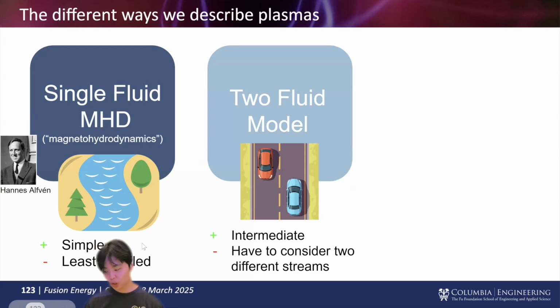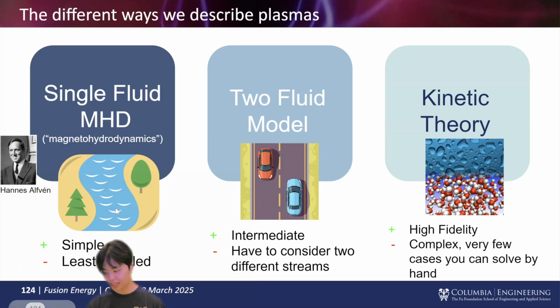So then we also have the two fluid model, which is a little more complicated because instead of using one fluid, just describing the plasma as one fluid, we describe the plasma as two fluids. One fluid is the positive charges and the other fluid is the negative charges. This is a little more complicated because you have to consider two different fluid streams, and so you have a set of equations for both of them. So your number of equations will increase in this model. It's more complicated, but it is more detailed, right? Because they will be moving in opposite directions because they have different charges.